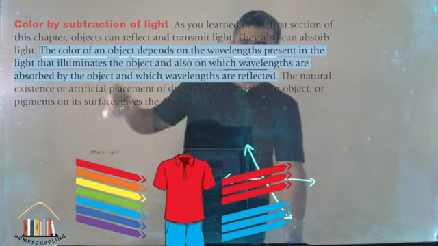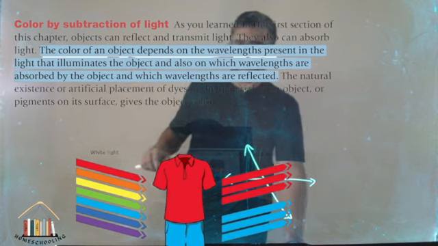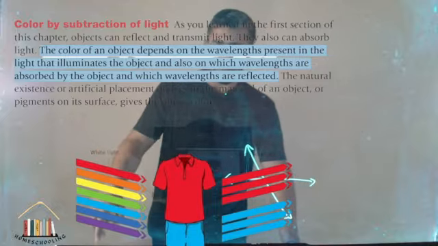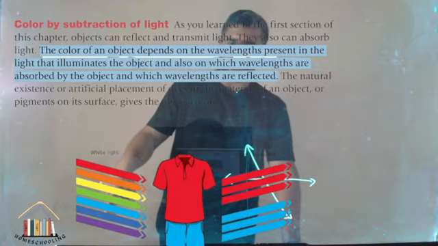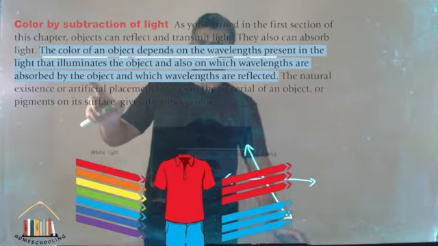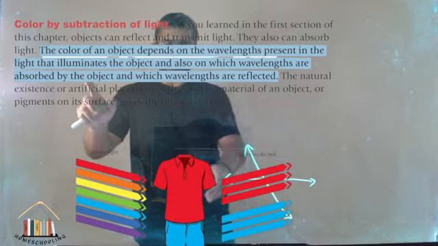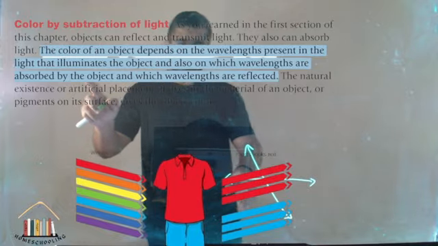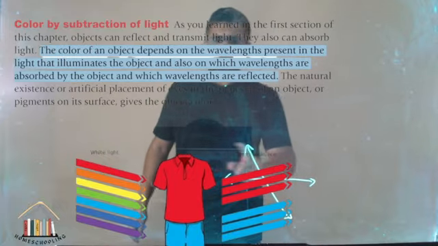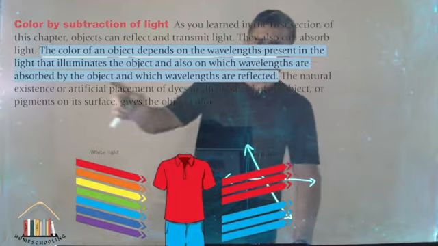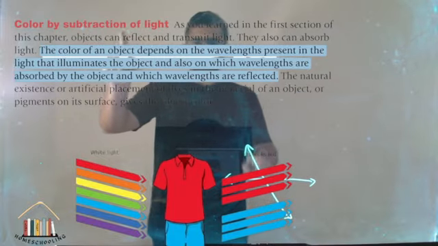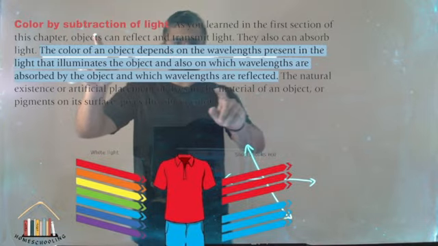Okay, so the color of an object depends on the wavelengths present in the light that illuminates the object. At the beginning, all colors illuminate the object, all the colors from red to violet. It also depends on which wavelengths are absorbed by that object. So this t-shirt, for example, absorbs all wavelengths. However, it reflects only one, which is the red color. That's why we see it as a red object, and which wavelengths are reflected. So again, the subtraction of light is directly related to the color or the wavelengths reflected.